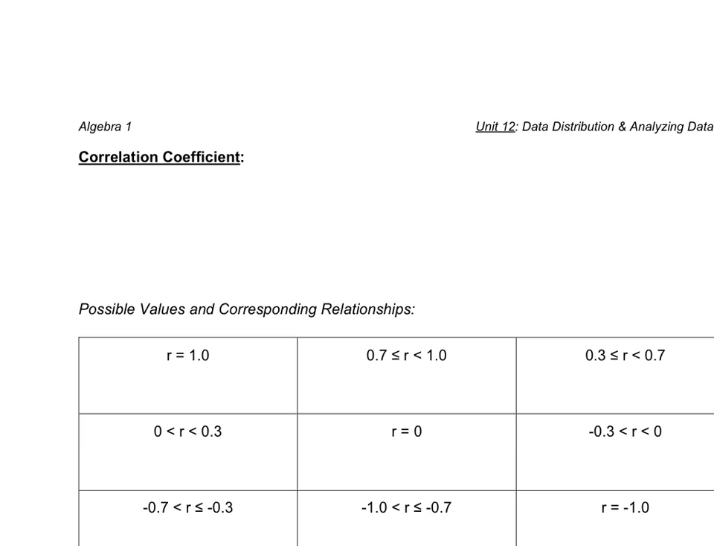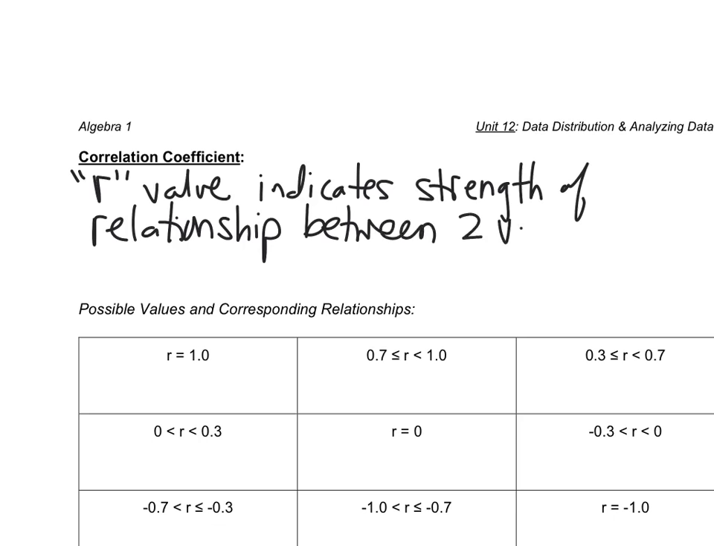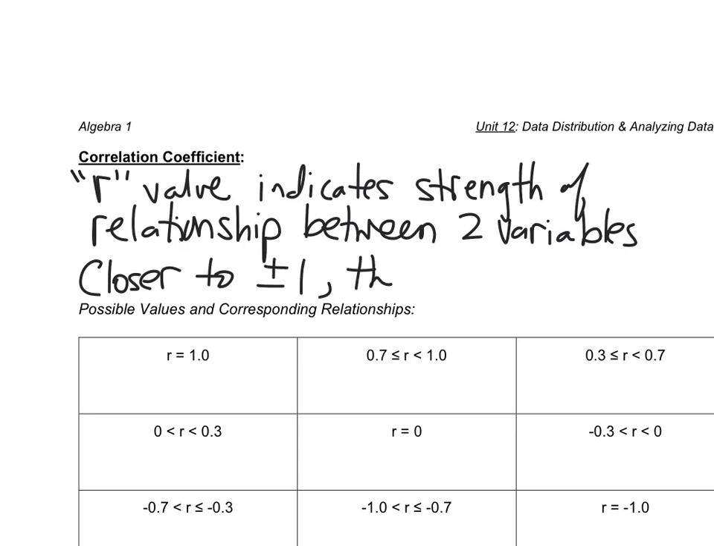All right? So the R value indicates the strength of the relationship between two variables. The closer it is to 1 or -1, the stronger it is.